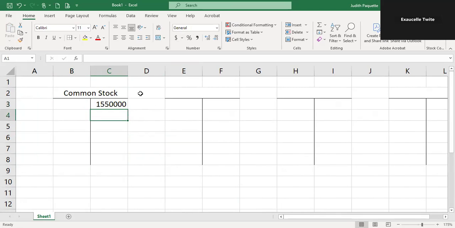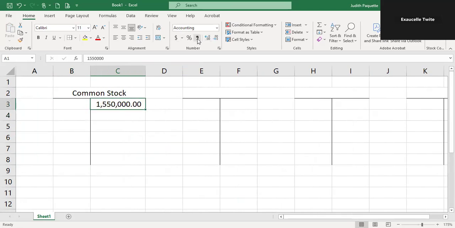Okay. It's there. And it's important that you understand that the balance in common stock is the issued stock. It is not necessarily the outstanding stock. Do you remember the difference between issued and outstanding? No. That's fair. All right.